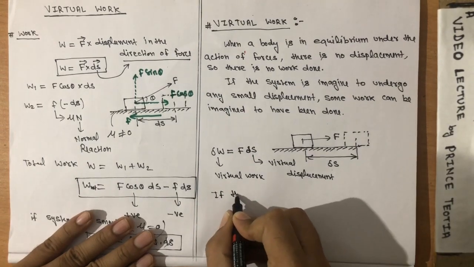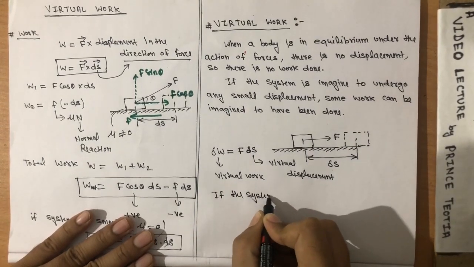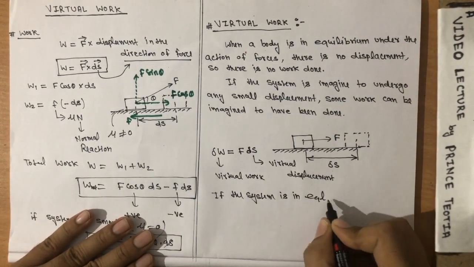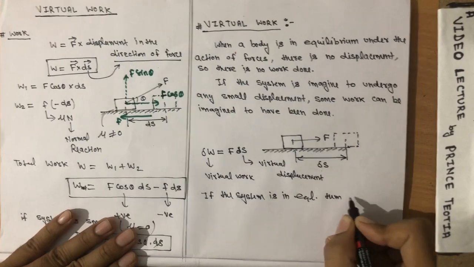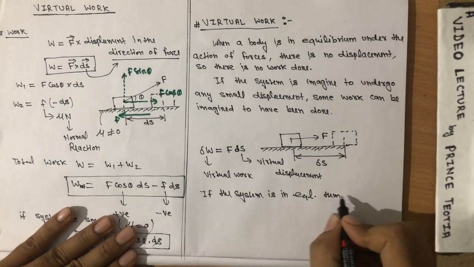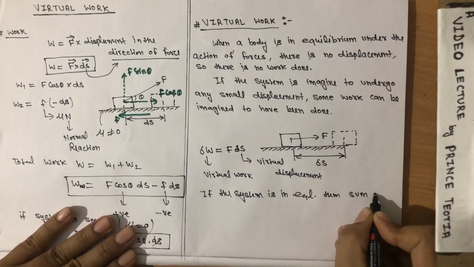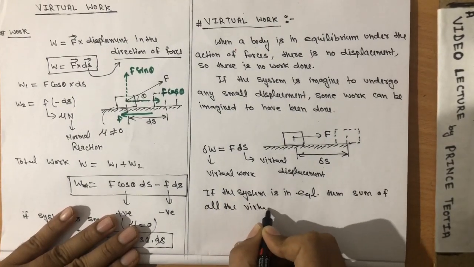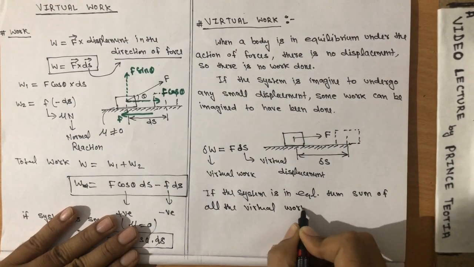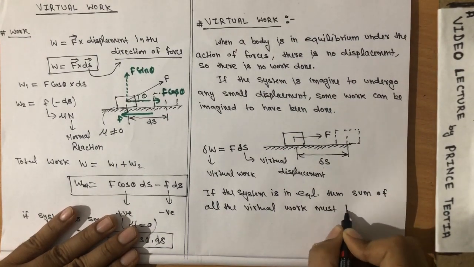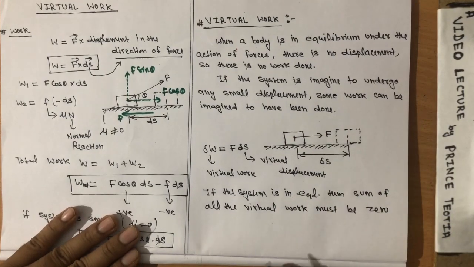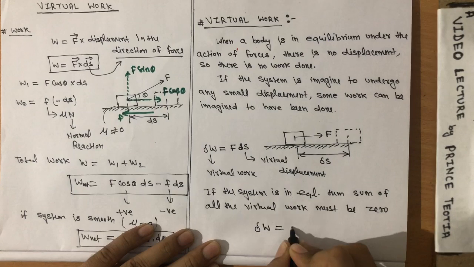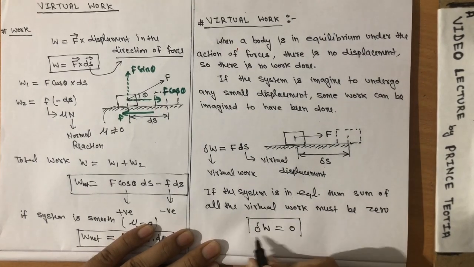If the system is in equilibrium, then the sum of all the virtual work must be 0. So for the equilibrium condition, the virtual work will be 0.